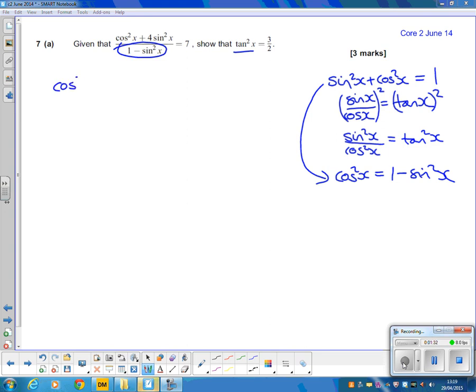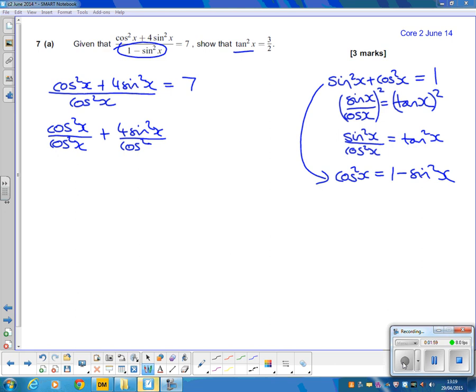So let's replace that. So I've got cos squared x plus 4 sine squared x equals 7 over cos squared x. Well, has that helped me? Well, yes, because now I can split this fraction up. Now I haven't got a plus or a minus in the denominator. I can write that as cos squared x over cos squared x plus 4 sine squared x over cos squared x equals 7. You might think of that as a backward step, as we're taking a single fraction and writing it in 2 instead of taking 2 and writing it in 1.